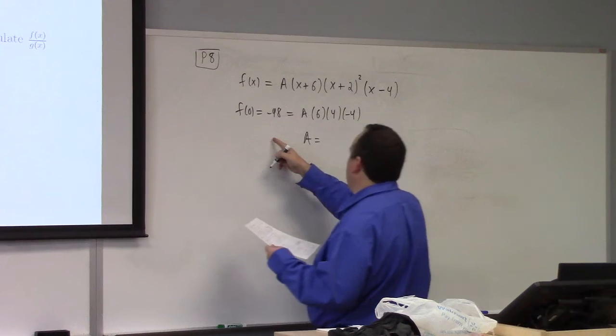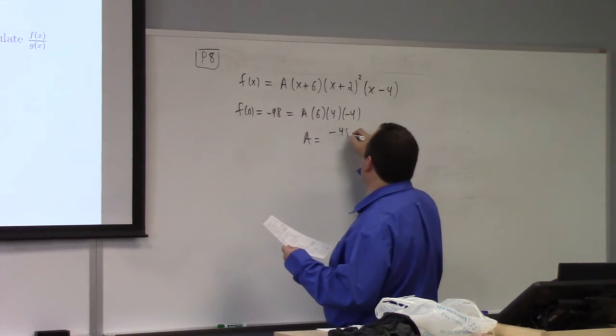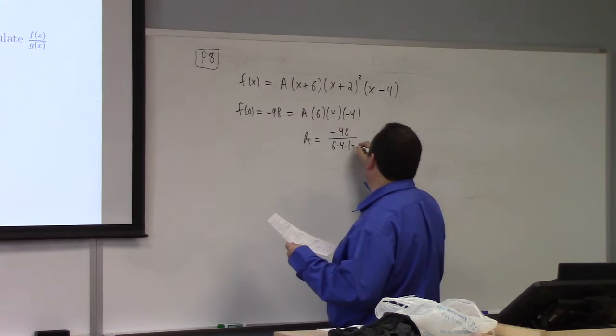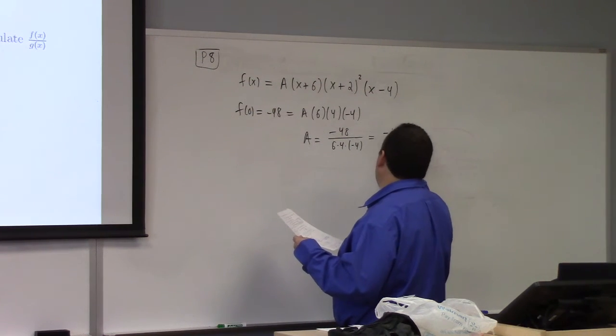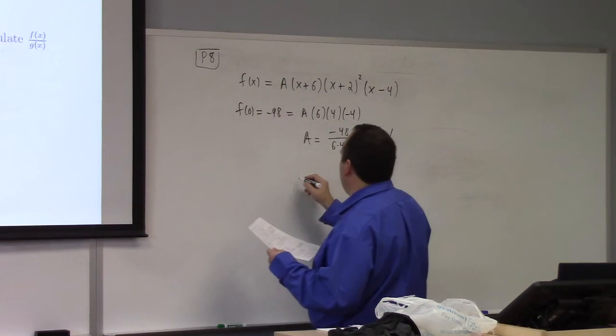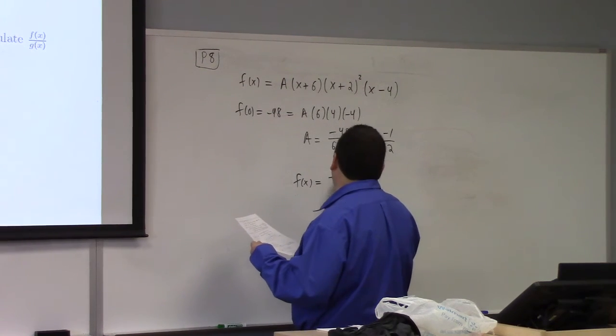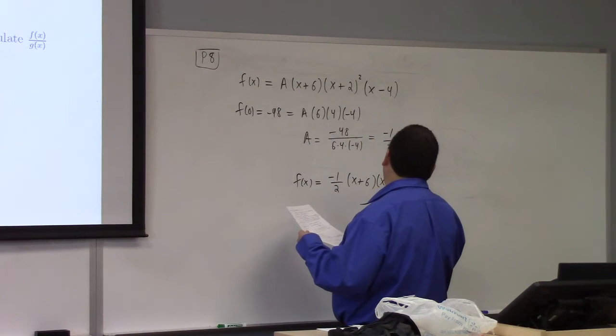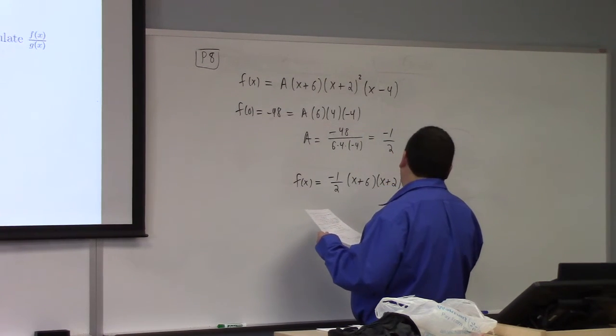And so I have a is equal to minus 48 over 6 times 4 times minus 4. And that works out to minus 1 over 2. So the answer is just minus 1/2 times x plus 6 times x plus 2 squared times x minus 4.